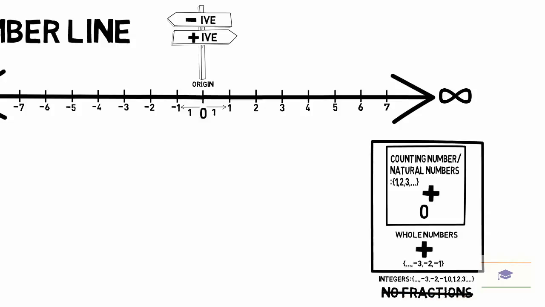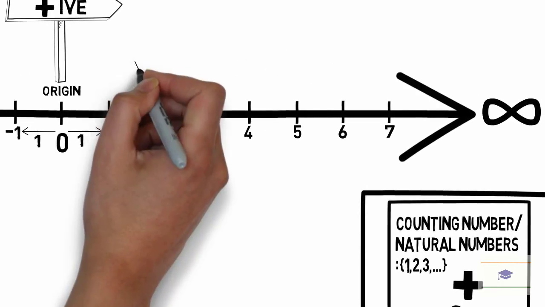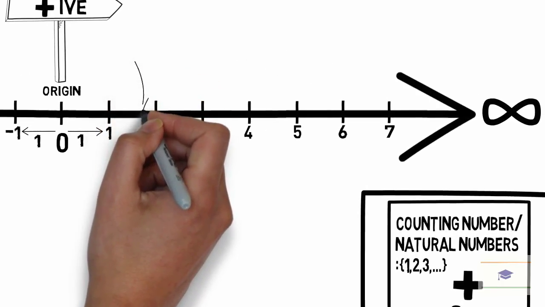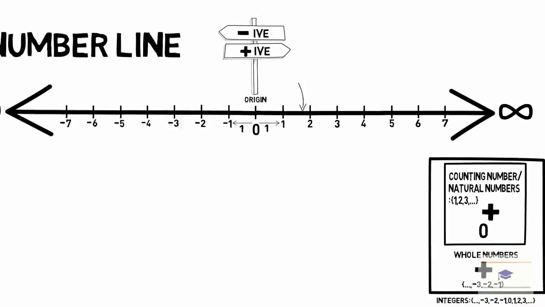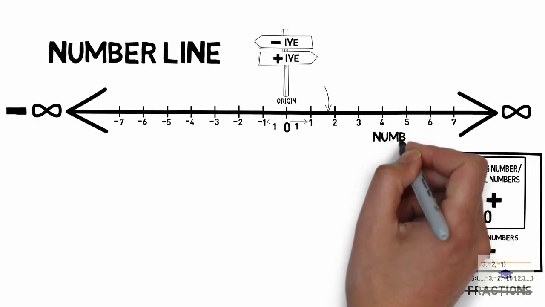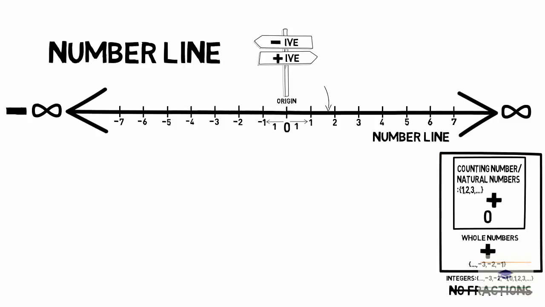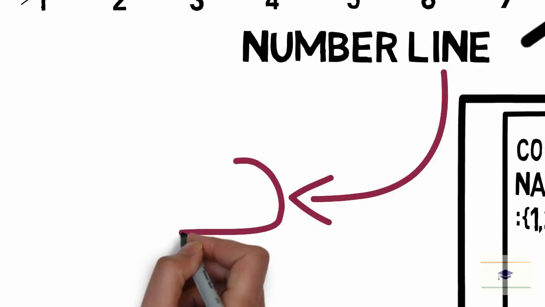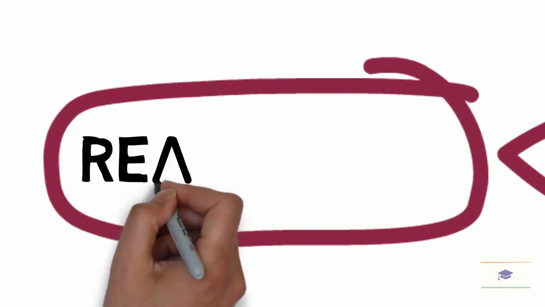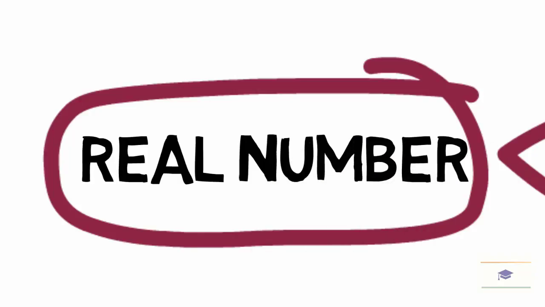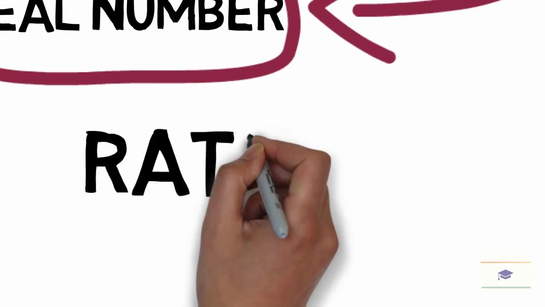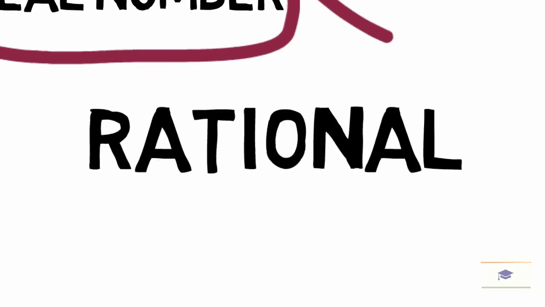What about the points you see between 1 and 2 and so on? Are these numbers as well? The answer is yes. And all these numbers together form the number line. Any point on the number line is a real number. Real numbers can be classified into two. The first one is called rational numbers.